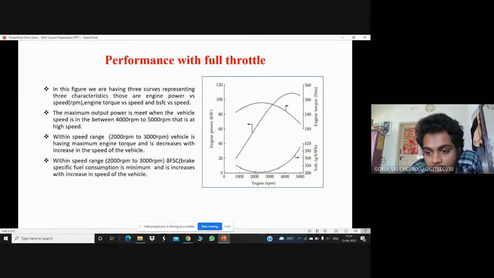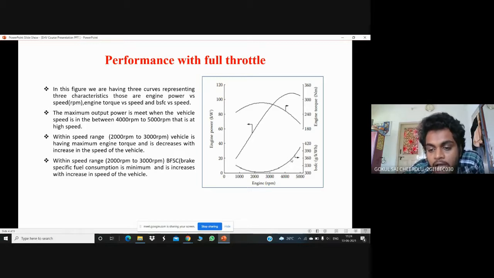And this is the BSFC graph. The x-axis is engine speed and the y-axis is BSFC. Here we can obtain maximum efficiency in the range of 2000 to 3000 RPM. Why? Because in this range we are using less fuel. That means this is the fuel economic range. As we increase the speed, the fuel consumption also increases.